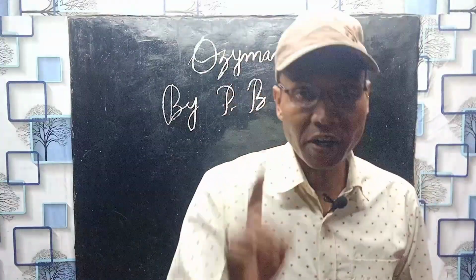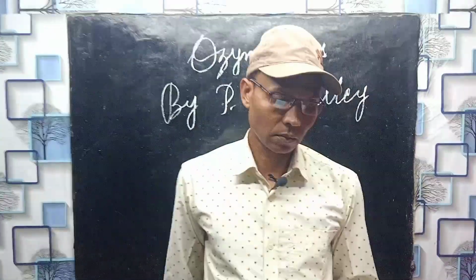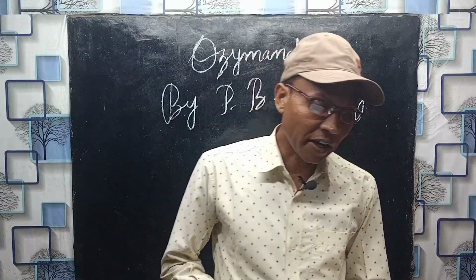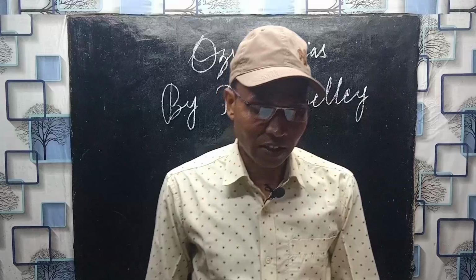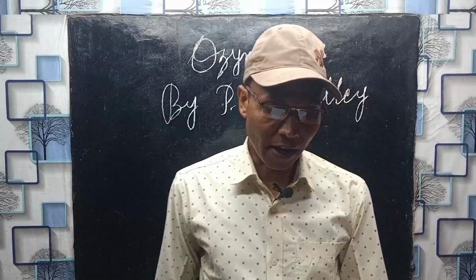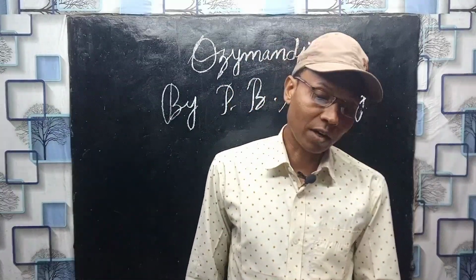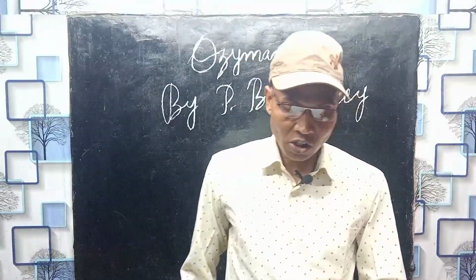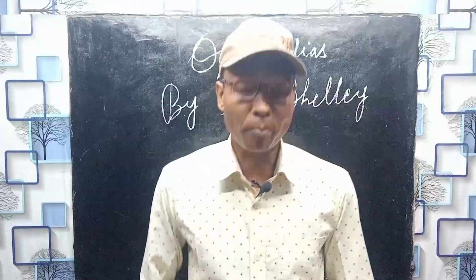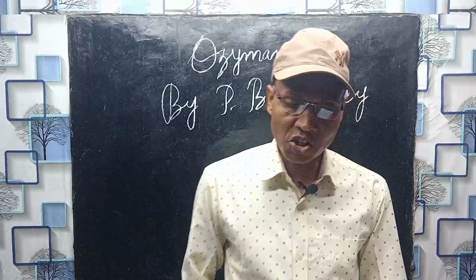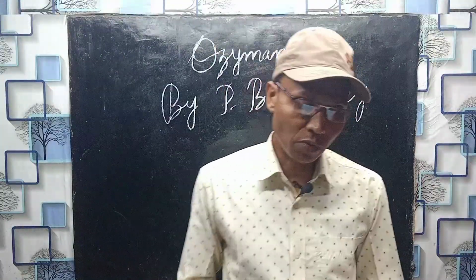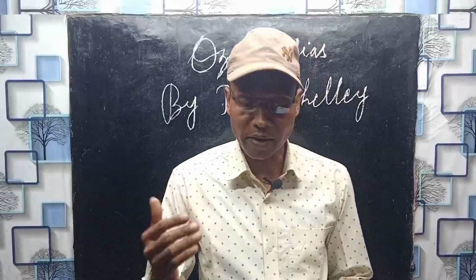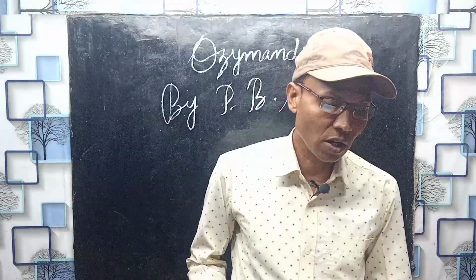So what did he say? "Nothing beside remains. Round the decay of that colossal wreck, boundless and bare, the lone and level sands stretch far away." Colossal means of great size, but the poet P.B. Shelley wants to say, what does he want to say? That's the rule of nature. What is the rule of nature, students?